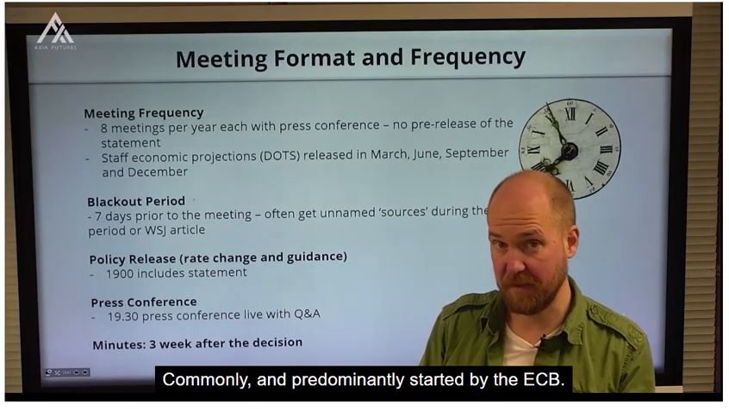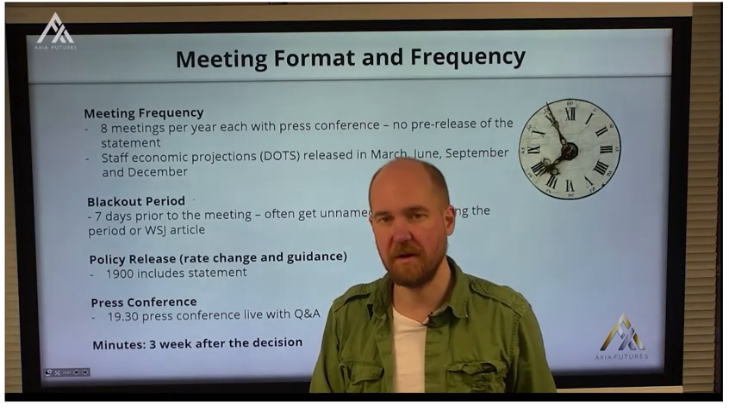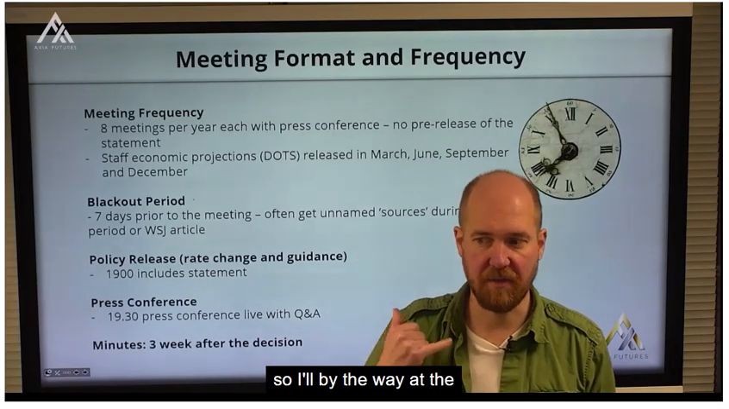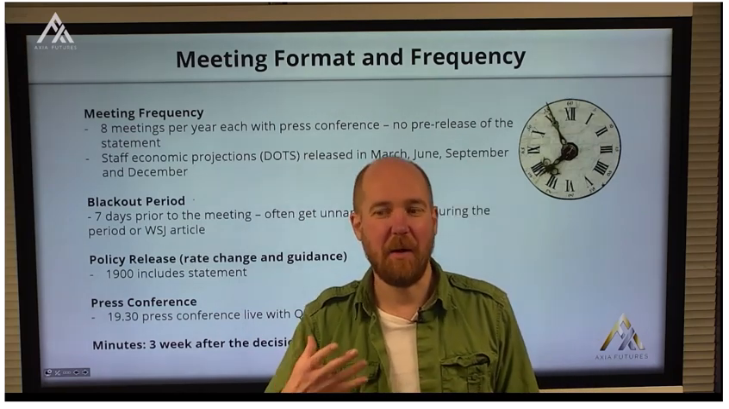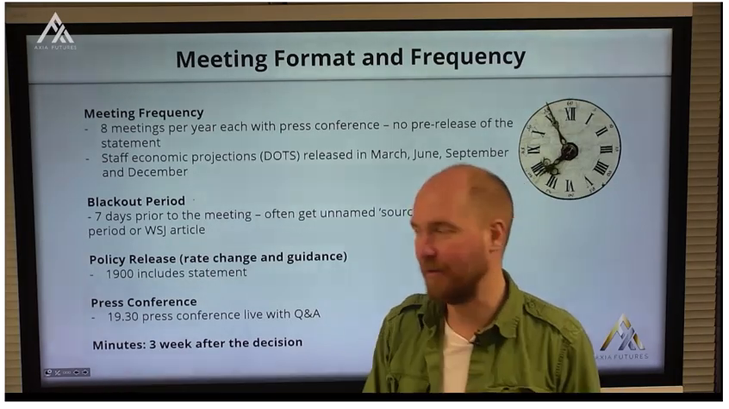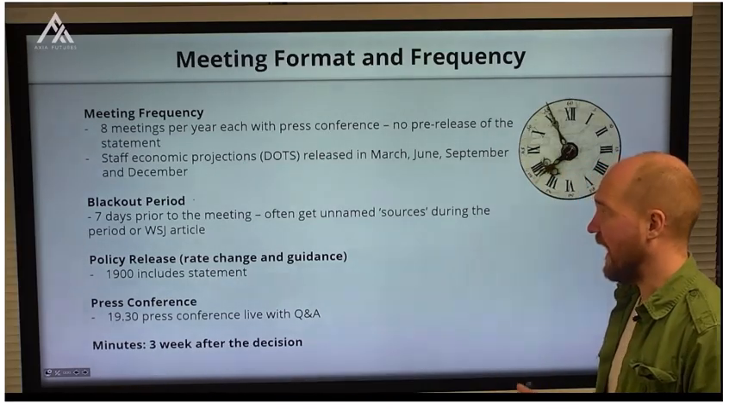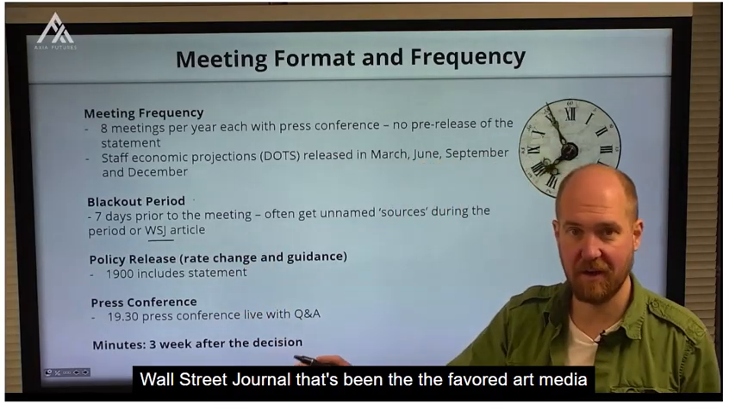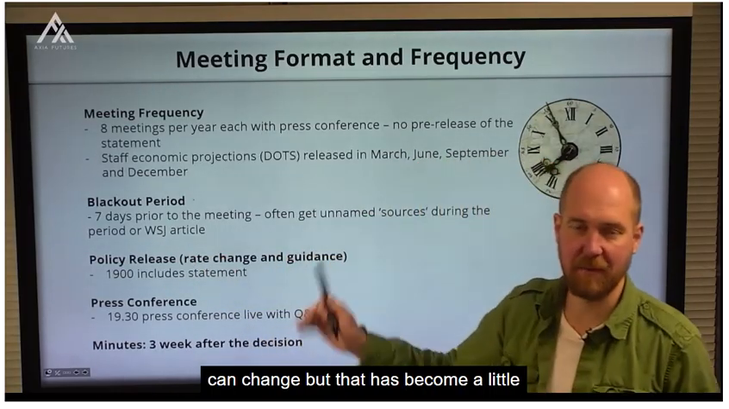Commonly and predominantly started by the ECB, they would release sources. Somebody within the ECB would phone up a newspaper, or Reuters, Bloomberg, CNBC, whoever, and say, oh, by the way, at the next meeting, we're looking at actually raising rates by more than was expected. Oh no, roughly. This will then get published. This is used as a way of guiding the market right up to the day of the meeting without misaligning with the blackout period. The Fed has also started this to a degree and has started generally releasing information to the Wall Street Journal. That's been the favoured media outlet for what's been seen throughout 2022. These things can change, but that has become a little bit of the thing.